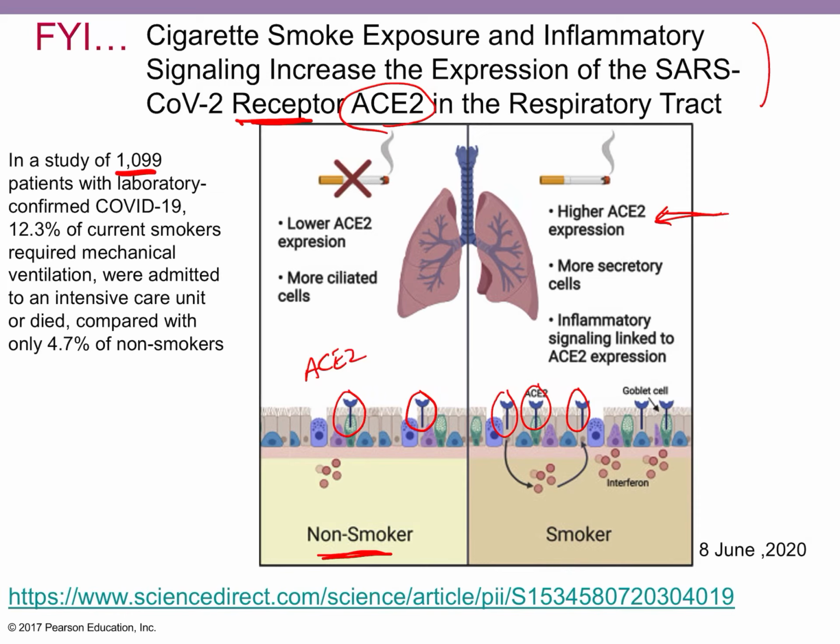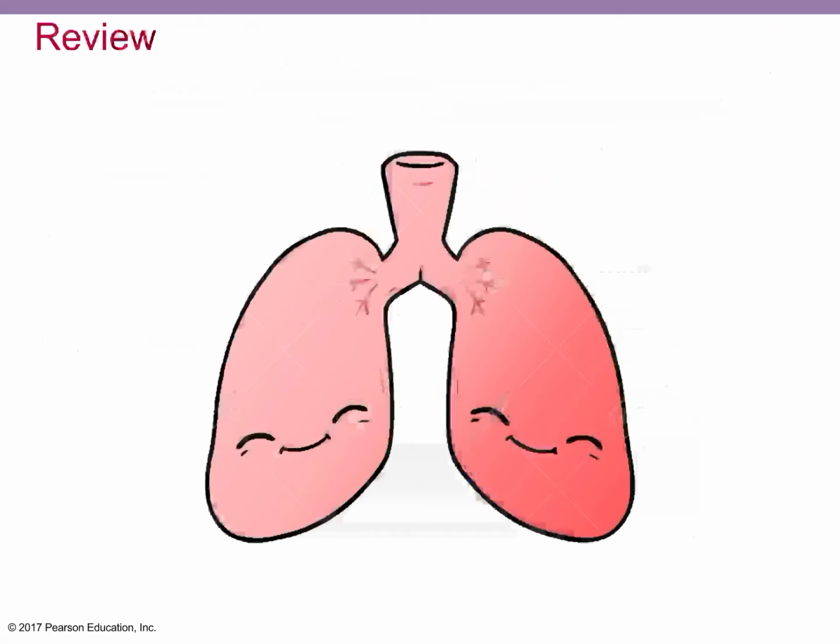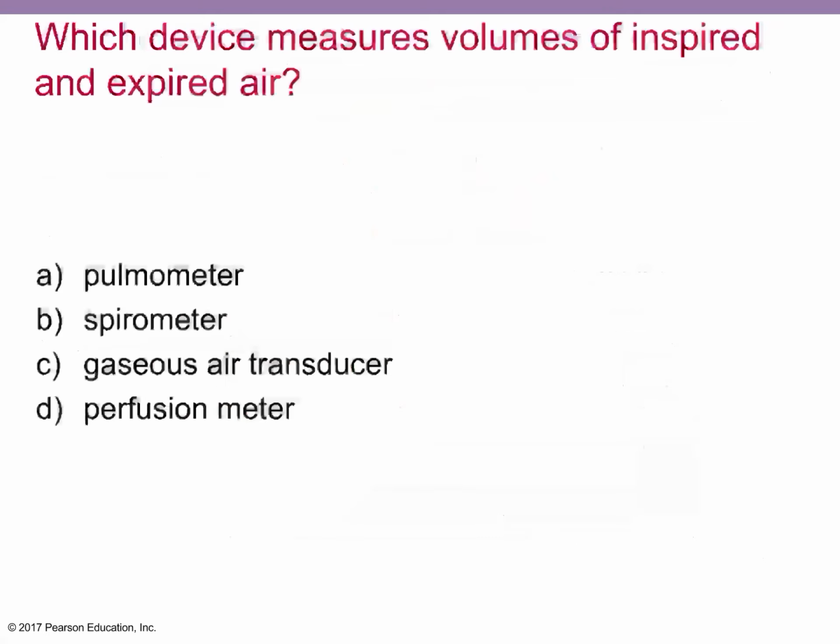This study was done with about 1,000 or 1,100 people, and they saw that among people who were COVID positive, 12.3 percent who were also smokers had to be ventilated or died. And if you were a non-smoker, the percentage was 4.7. So there's a big difference between smokers and non-smokers in terms of your prognosis with COVID. So best not to smoke during the COVID times or at all, really, right?